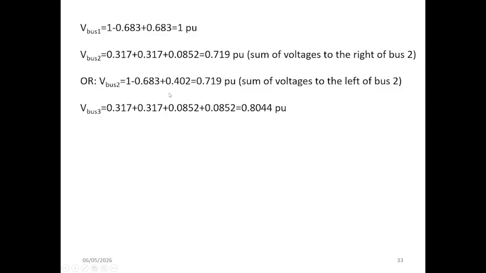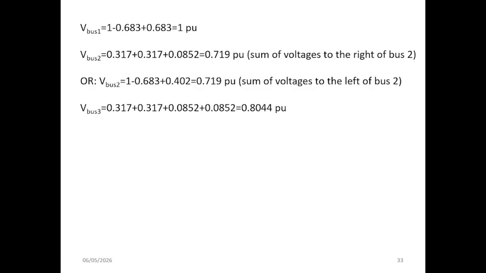So first, by summing the transmitted waves to the right of bus 2, we obtain V bus 2 is equal to the summation of these voltages, which is equal to 0.719 per unit. Alternatively, by summing the wave components to the left of bus 2, we can get the same value. So both methods produce the same result, confirming the accuracy of the traveling wave analysis and demonstrating energy consistency across the system.